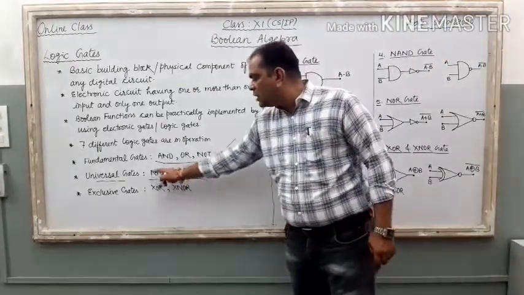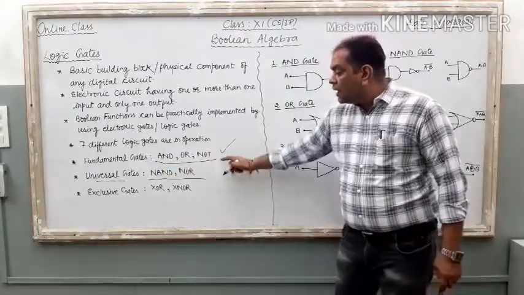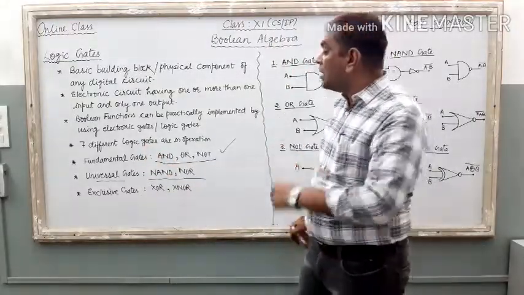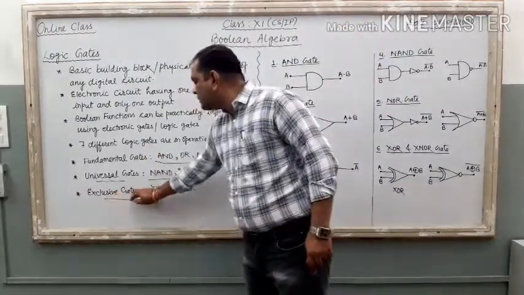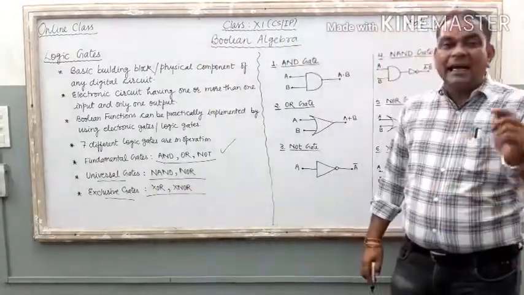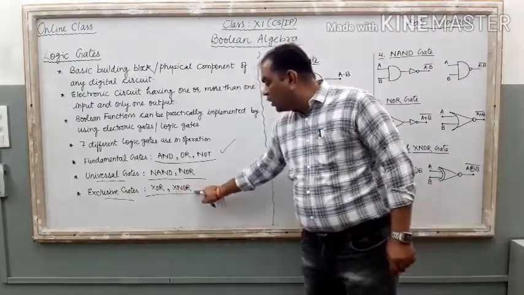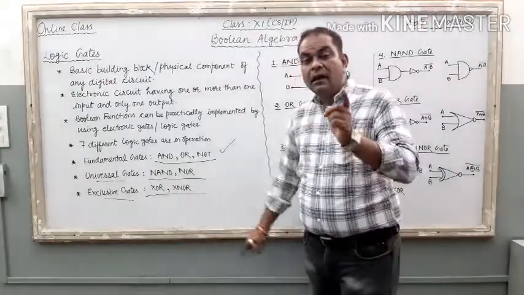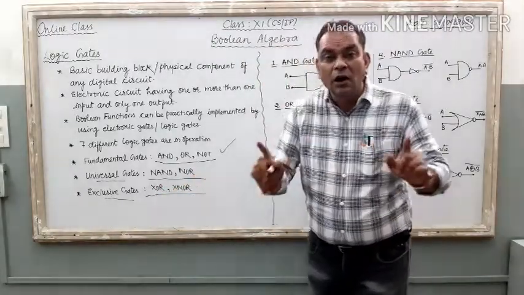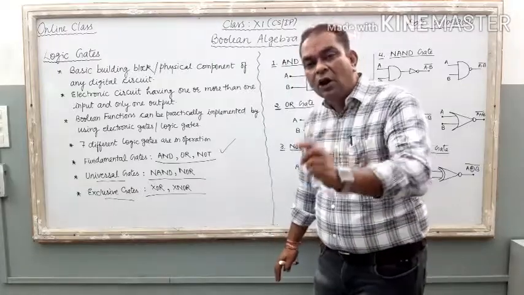NOR and NAND gates are available in the universal category, and the last category is exclusive gates. In this category, there are the XOR gate and the XNOR gate. Just listen to the pronunciation again: XOR, XOR, XNOR, NOR gate, XNOR.